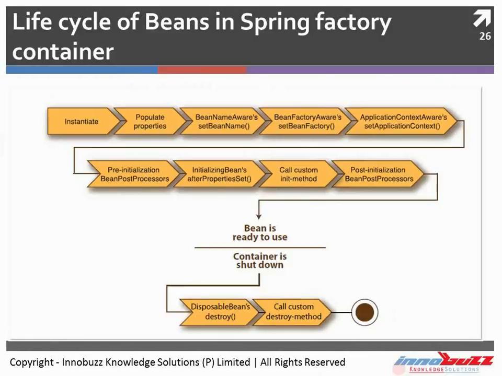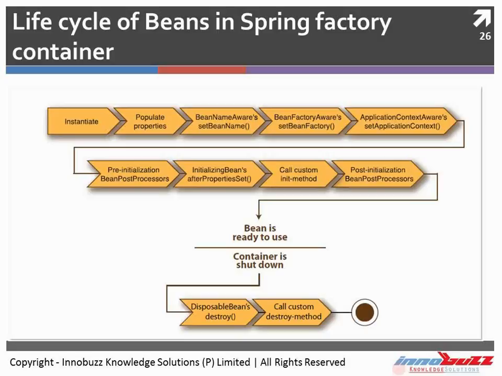If the bean implements BeanNameAware, Spring passes the bean ID to setBeanName. Set bean factory: if the bean implements BeanFactoryAware, Spring passes the bean factory to setBeanFactory. Then there is also setApplicationContext for web development, and also there is pre-initialization. It is also called the post process of a bean.